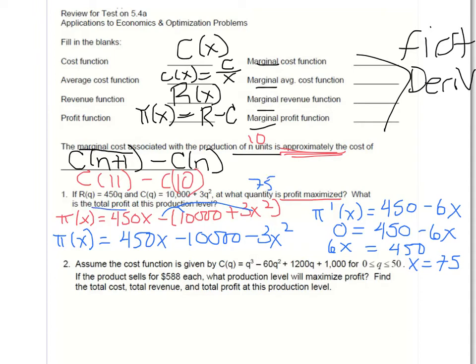What is the total profit? We're going to take the 75 and plug it back in to the original function. So we'll do 450 times 75 minus 10,000 minus 3 times 75 squared, and that is $6,875.